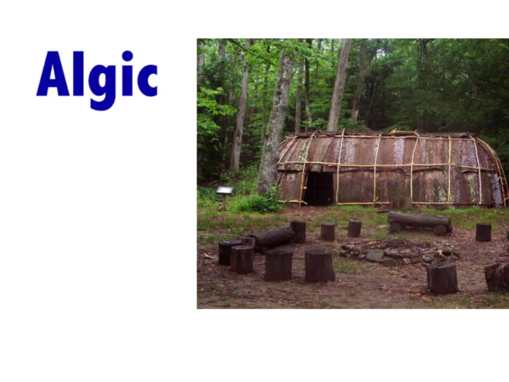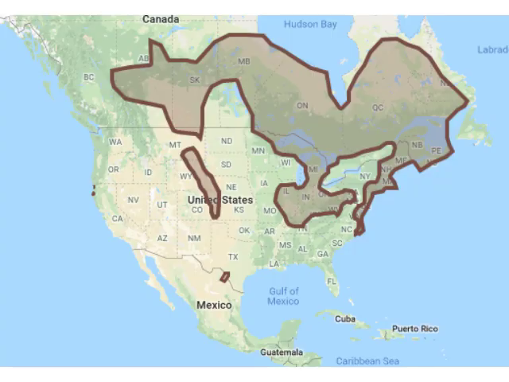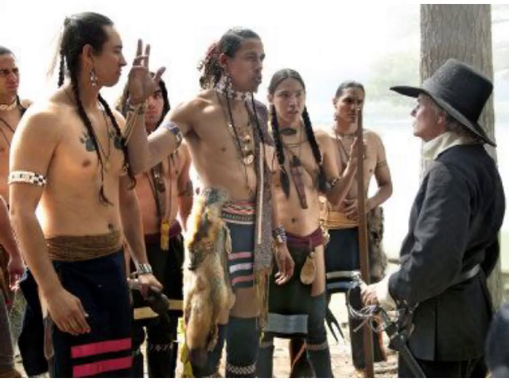Alright, next we have the Algic family. The Algic family has 16 surviving languages, others in the process of revitalization. It's also the most widespread language family of the eastern woodlands of Northern America. It's also known as Algonquian, but the term Algic just refers to Algonquian with the inclusion of Wiyot and Yurok of Northern California.